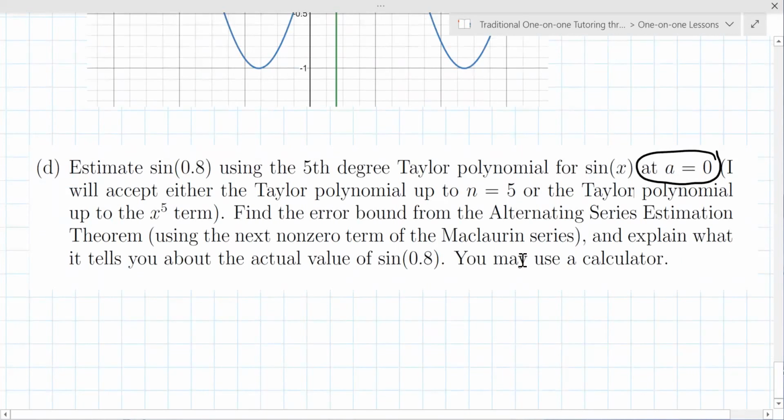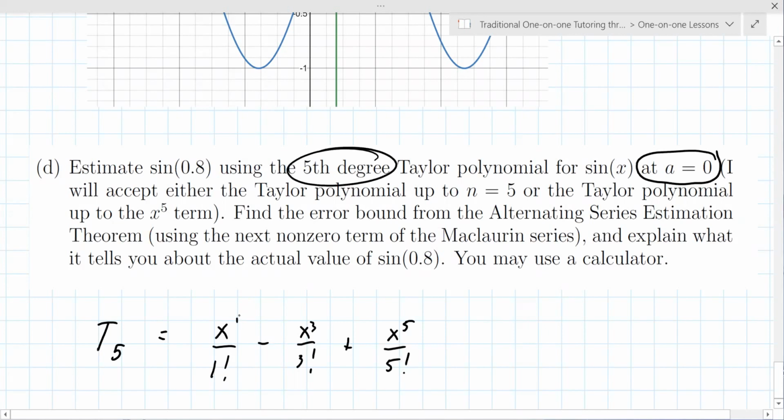That's your center. So that 5th degree polynomial we just found is x to the 1 over 1 factorial minus x cubed over 3 factorial plus x to the 5th over 5 factorial. That's your 5th degree down here. I know it's 5th because it's power of 5. You have to be careful though.